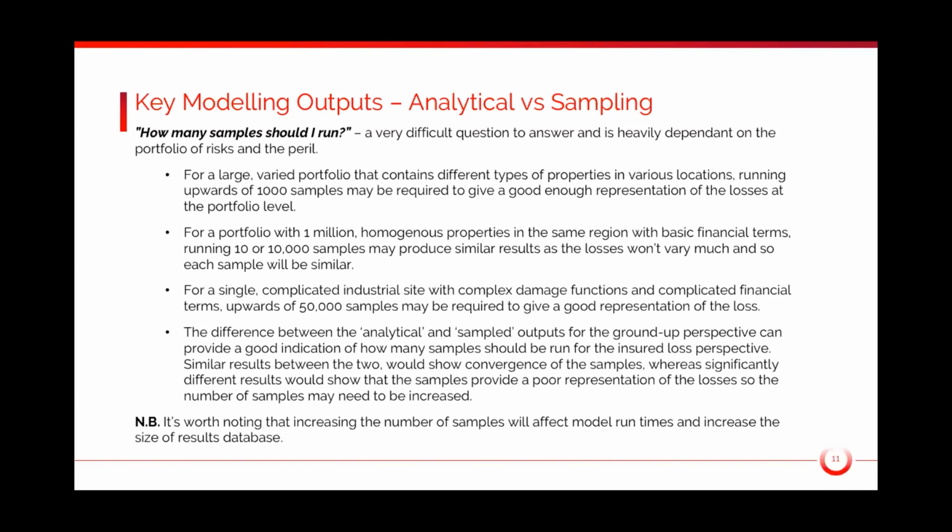So a good indication is you can run the analytical and sampled outputs for your ground up, which we did in the UI, and you can get both those perspectives out together. If the sampled output and the analytical output are quite close for ground up, it shows good convergence, which means the sample set, depending on how many you've run, and the analytical are quite close. If they're not close and there's a lot of disparity between those two, it shows it's a poor representation of the losses, and then you may need to increase your sample set.